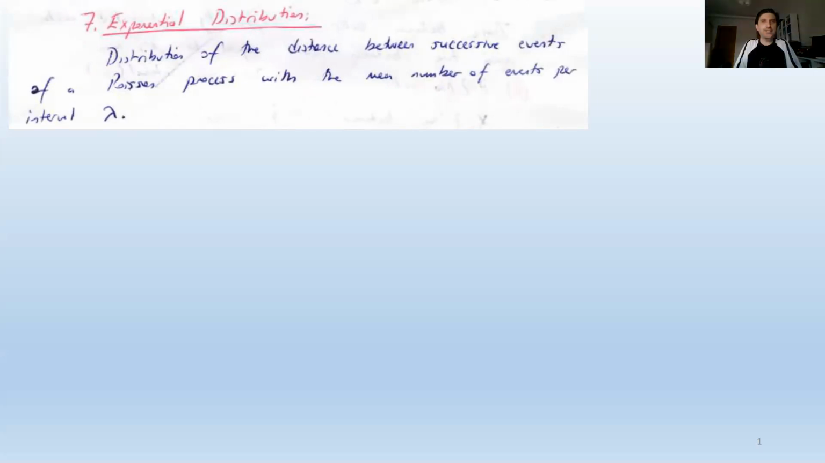The exponential distribution is the distribution of distance between successive events of a Poisson process. So here, the important point is the distance. If we are talking about the continuous variable as time, then it's going to be the temporal distance. If we are talking about spatial directions or dimensions, then it's going to be distance in meters, kilometers, centimeters. So we are going to have a Poisson process.